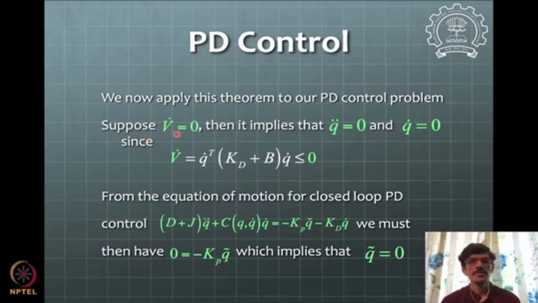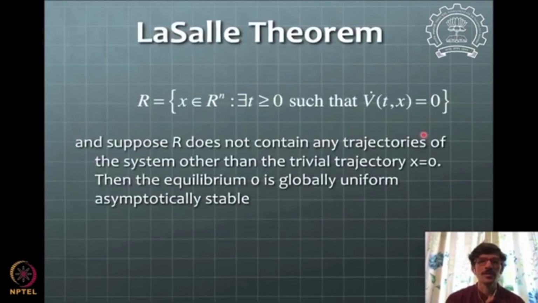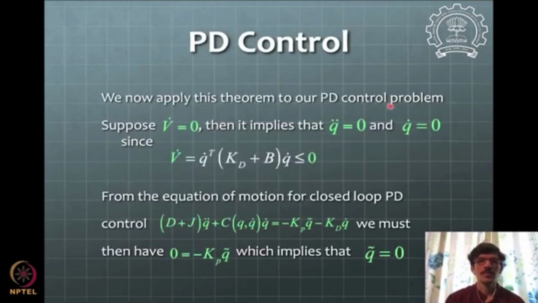If we see that v dot is equal to 0, that means q dot is equal to 0. Then q double dot, when q dot is equal to 0, I differentiate it once and I say that q double dot is also equal to 0, and this is because q dot equal to 0 is not instantaneous, it is for all time. So we need to see that for all time t, v dot is equal to 0. That is a condition that is coming.